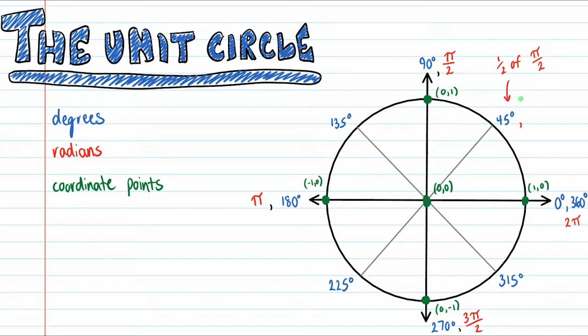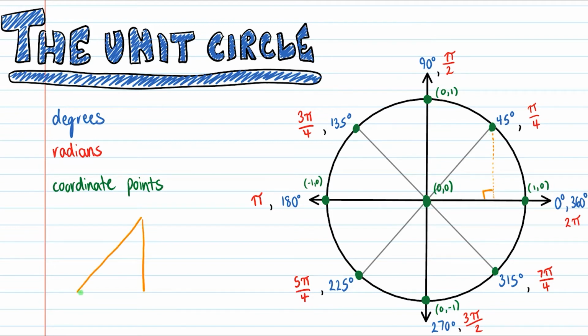So at these areas, for radians, that's 1/2 of pi over 2. So that would be pi over 4. So you can almost count those gray lines, the 45-degree markers, in terms of pi over 4. So we go pi over 4, 3 pi over 4, 5 pi over 4, and 7 pi over 4.